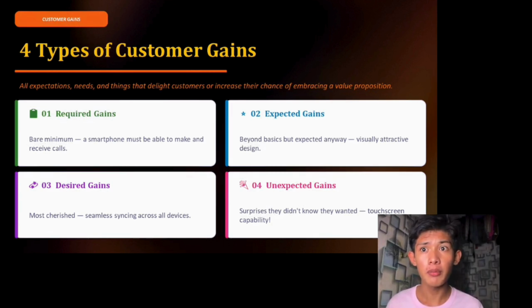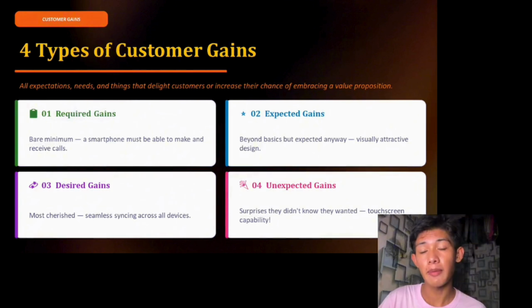Like for example po, bibili ka po ng telepono. So, ano po bang alam nyo na ginagamit ng telepono? So, sa telepono po, dapat ang telepono must be able to make call and receive calls, di ba? Pero kung yung telepono po ba is hindi niya po kayang gawin yun, bibili pa po ba kayo nun? Syempre hindi na po, di ba?